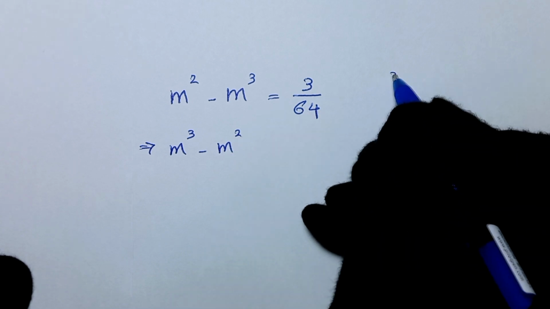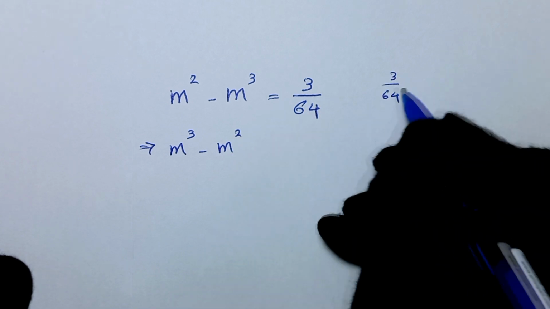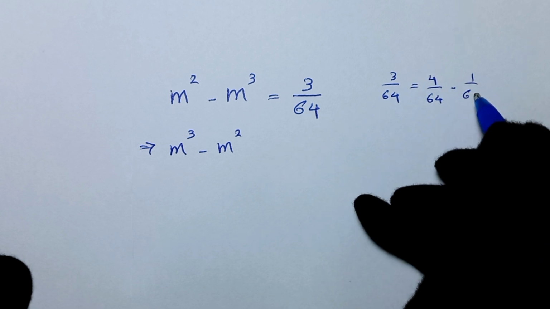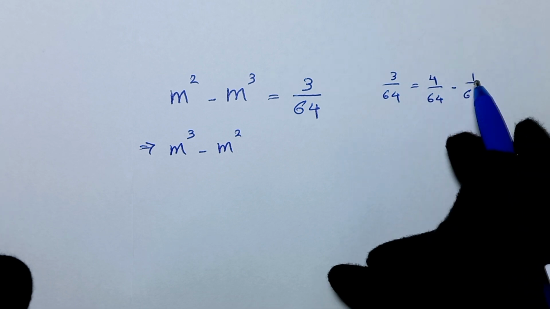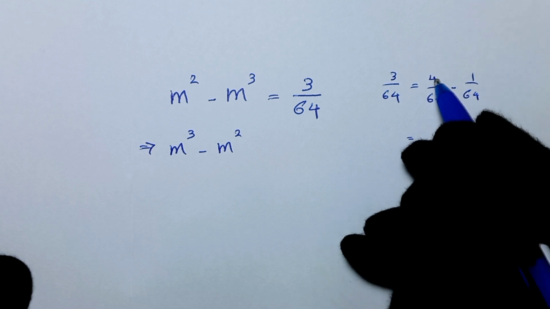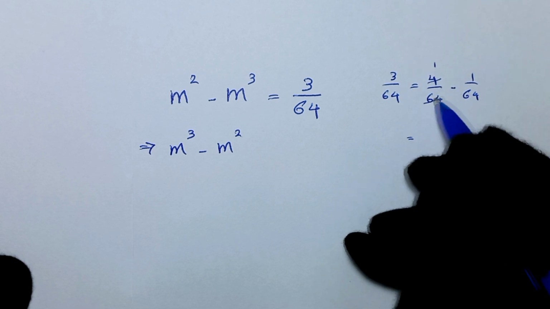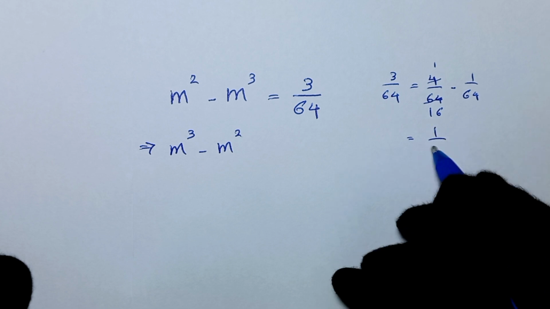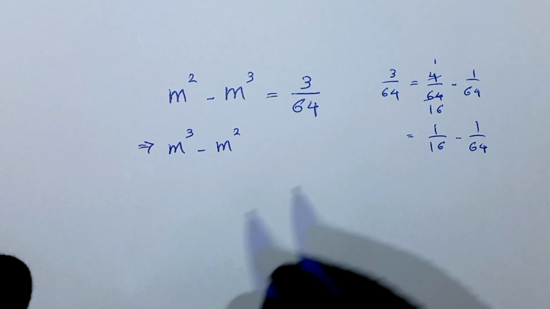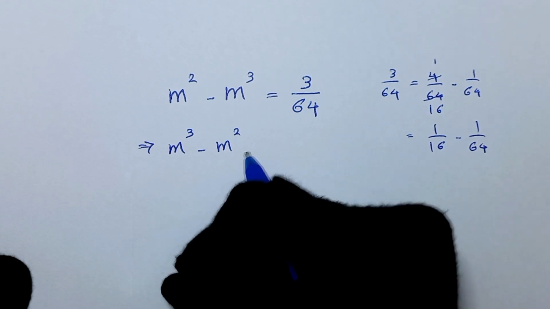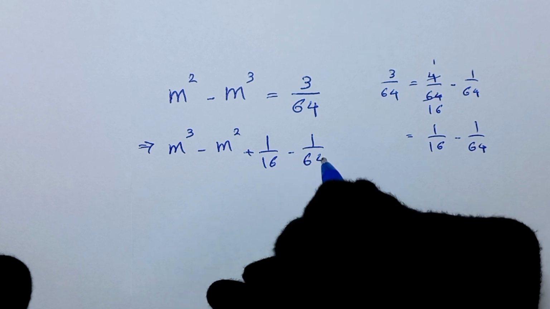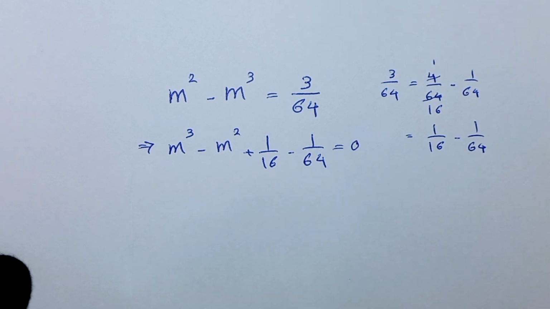And here 3 over 64, we can write as 4 over 64 minus 1 over 64. Okay, this is also 3 over 64. And here 4 over 64, we can simplify by dividing 4 by 4 is 1 and 64 by 4 is 16, so it will be 1 over 16 minus 1 over 64. So we can write this in this form: plus 1 over 16 minus 1 over 64 is equal to 0, right?